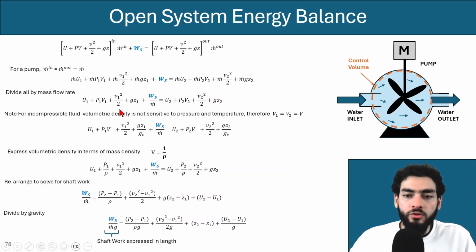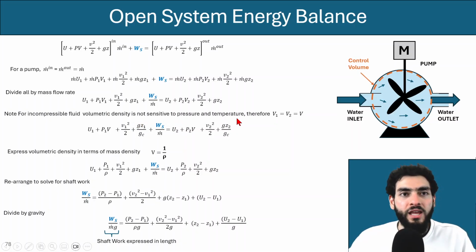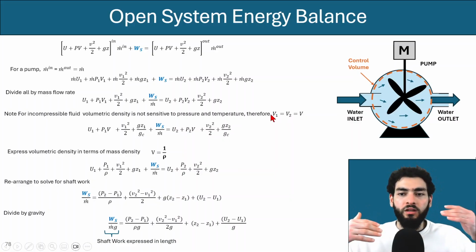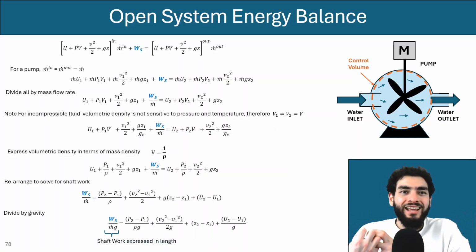Now I want you to realize something. For incompressible fluids, volumetric density is not sensitive to pressure and temperature. Therefore, if you look at volumetric density, which is just 1 over density, really, across different pressures and temperatures for incompressible fluids, it barely changes, and that is how incompressible fluids really got their name.